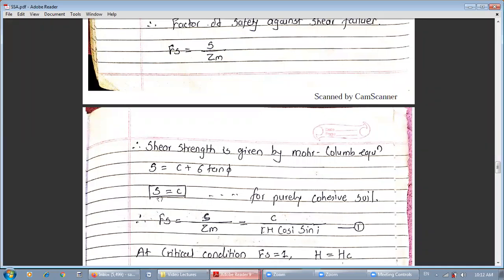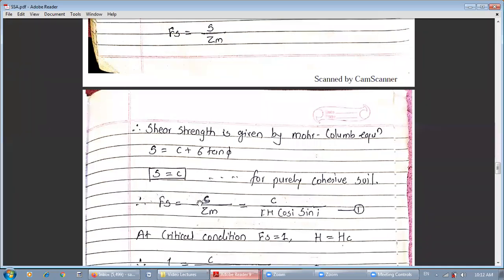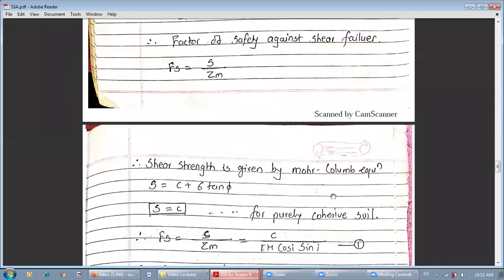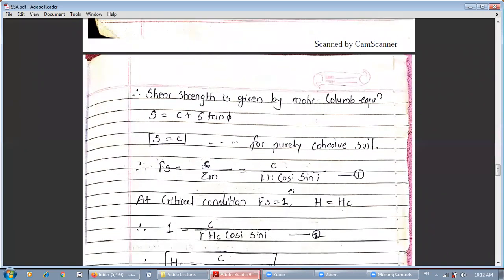Okay, so shear strength S is equal to C. The factor of safety equation is shear strength S divided by mobilized shear stress, which is equal to C divided by, now shear stress is gamma H cos i sin i. So C divided by gamma H cos i sin i.